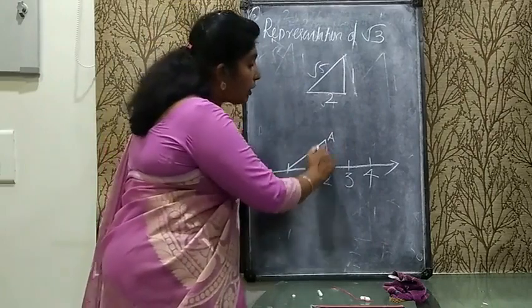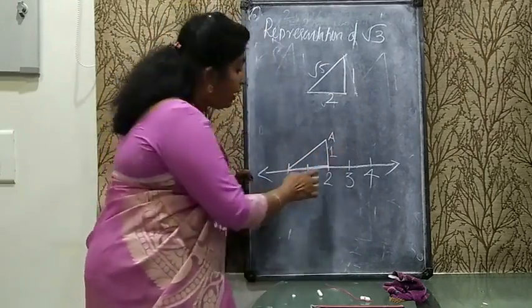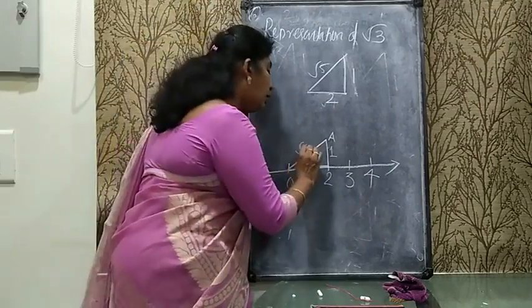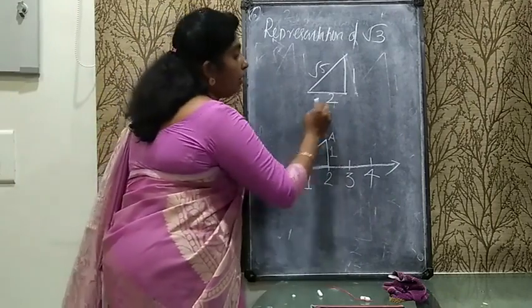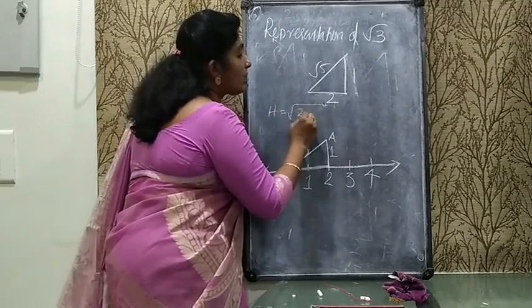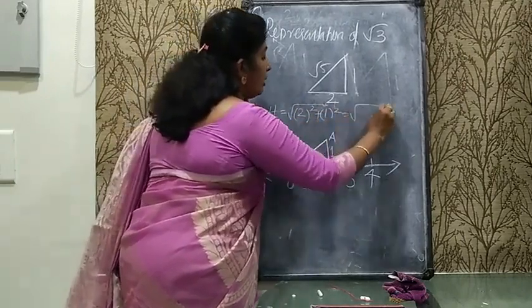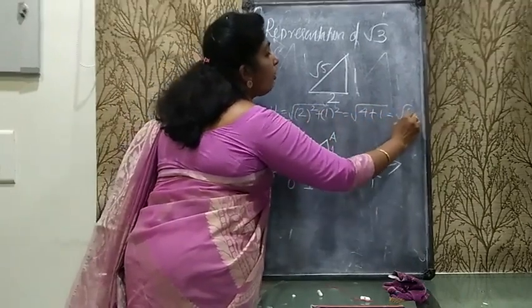So here you got a right angle triangle whose perpendicular is 1 unit and the base is 2 unit. So the hypotenuse is root 5 because hypotenuse is equal to under the root base square plus perpendicular square. It means under the root 2 square is 4 plus 1 which is equal to root 5.